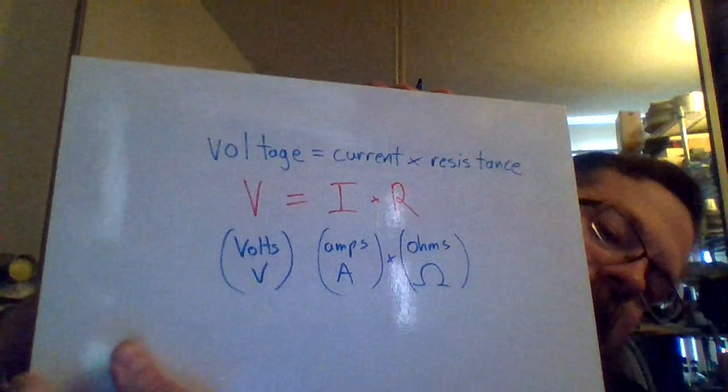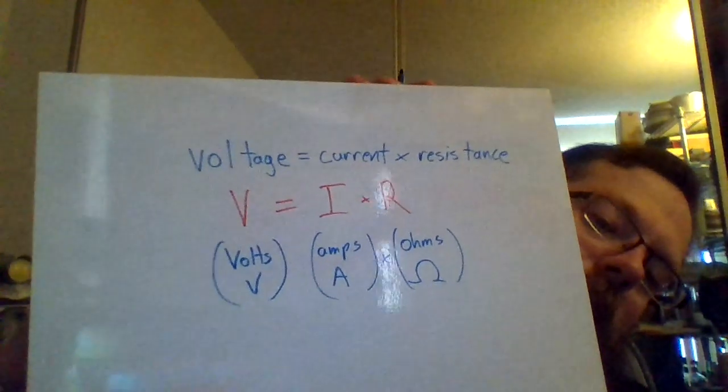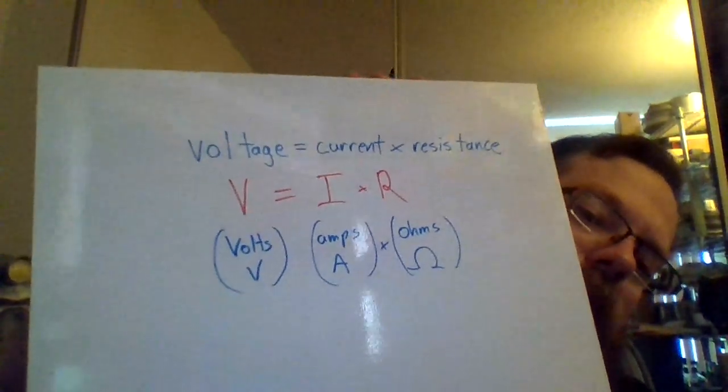And resistance is going to be in ohms. And you'll often see that as a capital omega. It's like an O with two little lines on the bottom, like a horseshoe kind of looking thing. So that's what we're looking at.